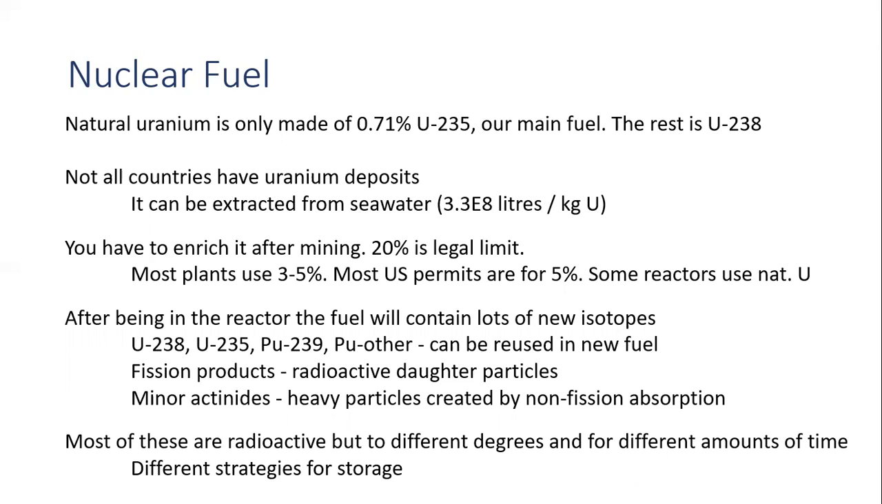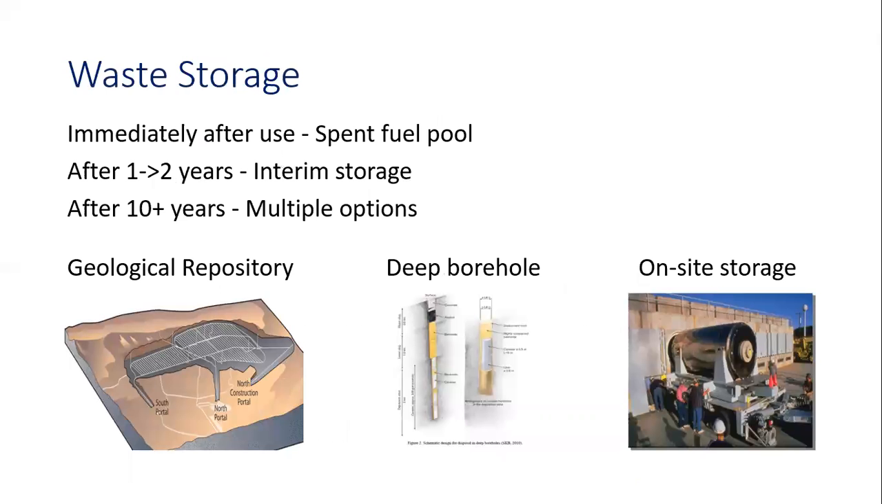After being in the reactor, the fuel will contain many new isotopes, such as uranium-238, uranium-235, and plutonium-239. Others can be reused in new fuels. The fission products and radioactive particles can generate a high amount of heat energy. After completing the fission process, those atoms or fuels can generate a large amount of heat energy.